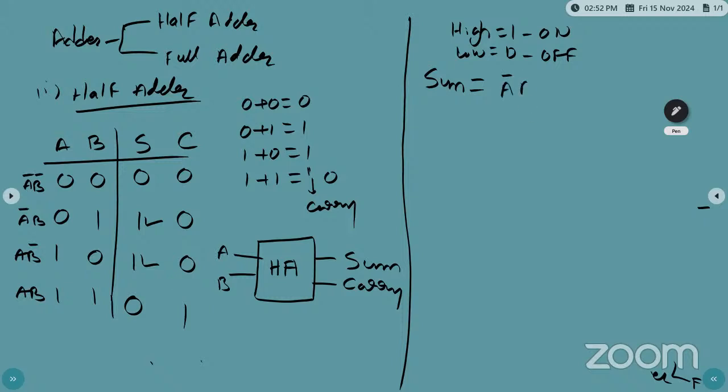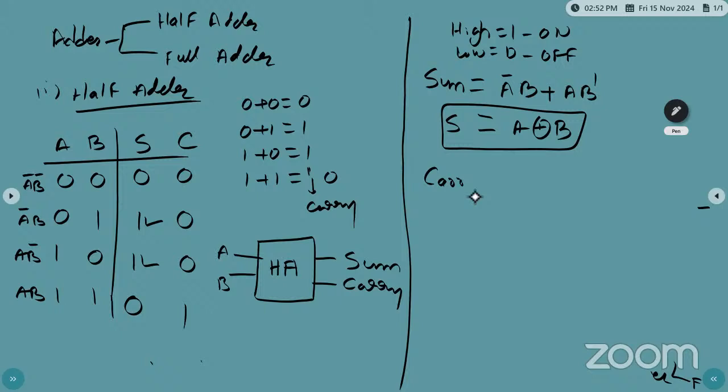A bar B plus A B bar, and simply this can be written as, what is the equivalent expression for A bar B plus A B bar? A XOR B. The sum S is equal to A XOR B, or simply we can keep A bar B plus A B bar.